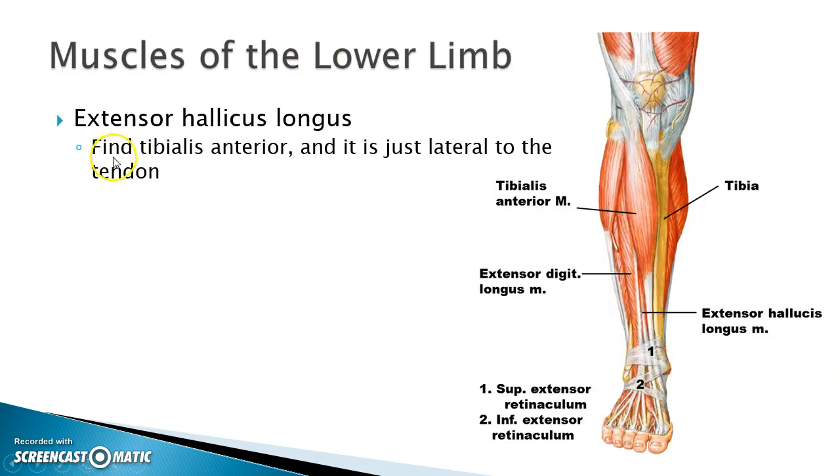Now specifically the hallucis is the big toe. This is a picture from a different source, but here's your tibia, your tibialis anterior. We talked about the extensor digitorum going to all of these toes, but for the big toe, the extensor hallucis longus is this muscle right here, just in between those two tendons. So here's the tibialis anterior tendon, here is the extensor digitorum longus tendon, and then there is the extensor hallucis longus muscle.